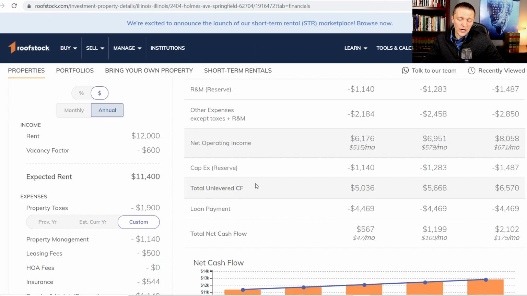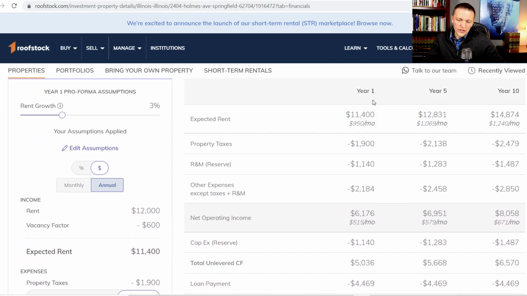This is if you were to buy this property 100% for cash, and then we have the loan payment subtracted from it. And right now, that's how we get to $567 as your annual cash flow profit. This is in year one.